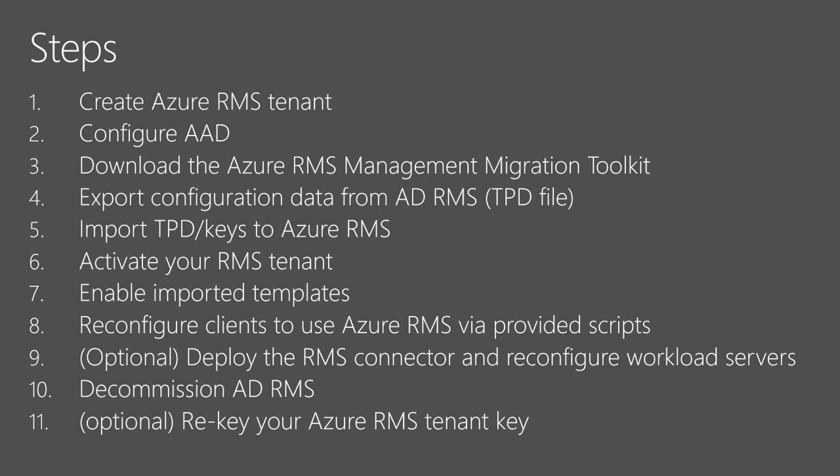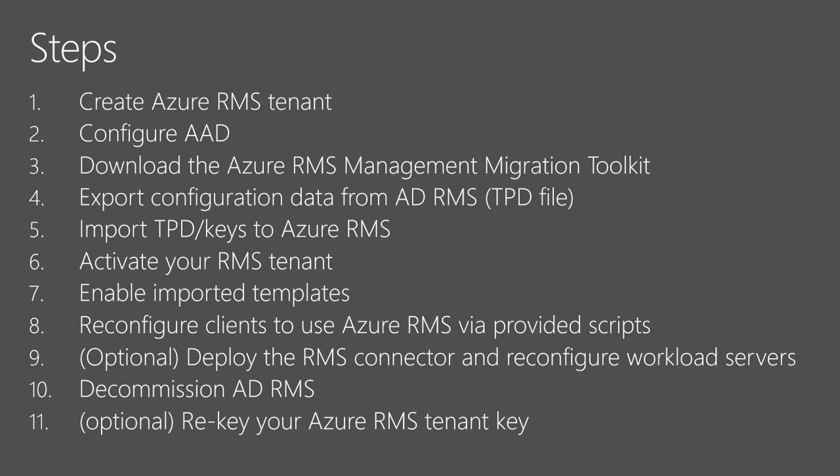The steps, very easy, similar to the previous ones, but easier each one. You create the Azure RMS tenant, you configure AAD, that's unavoidable. Then you download the migration toolkit, and you take your keys from on-premises, and you run a command that takes them from your on-premises RMS into Azure RMS.